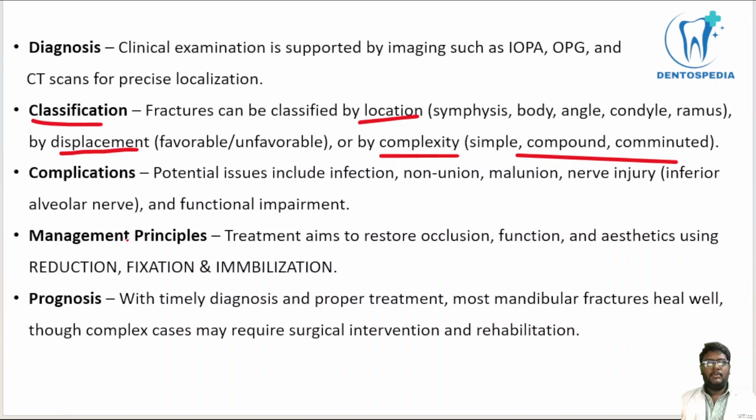And coming to the complications, we have certain complications we see in other bones. Similarly, these complications can occur in mandibular fractures such as infection, non-union, malunion, and nerve injury like inferior alveolar nerve injury due to the fracture. Also functional impairment can occur. So it is all dependent on the type of fracture and the type of impact.